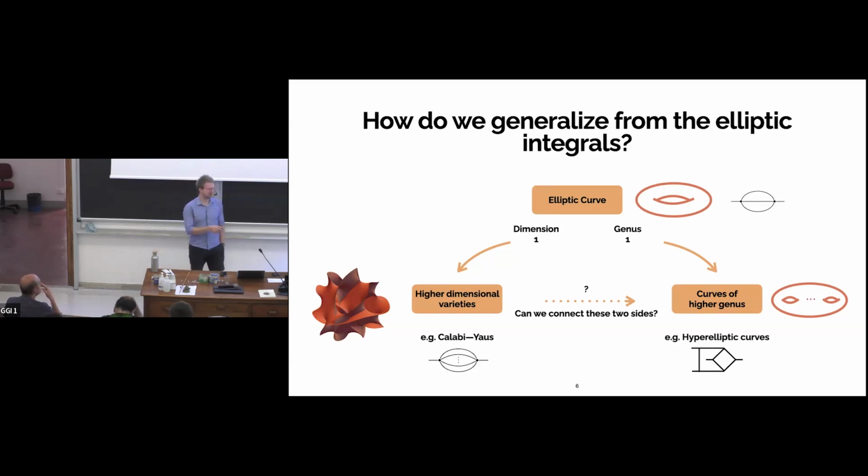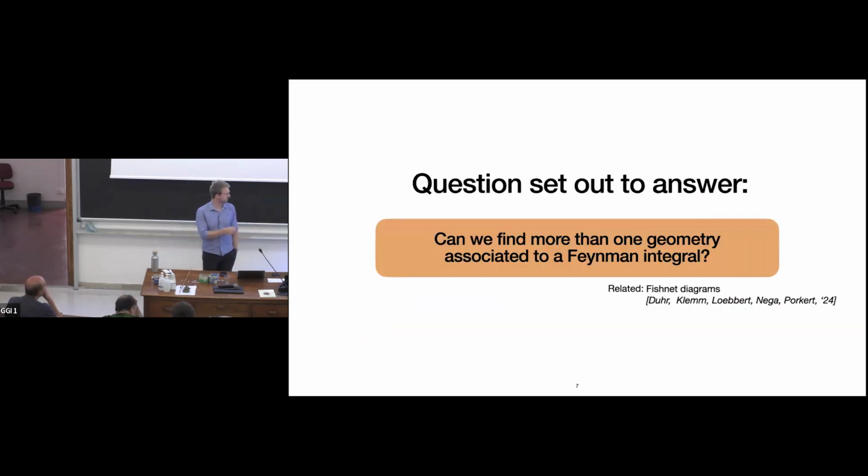So that's the non-trivial part. I'll tell you why. The question we set out to answer is: can we find more than one geometry associated to a specific Feynman integral? And this is not entirely unique.